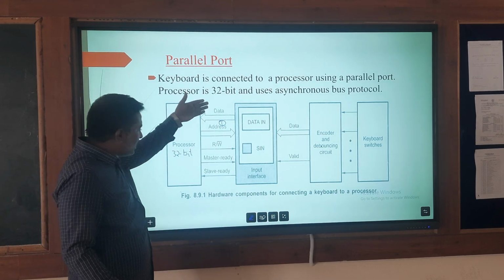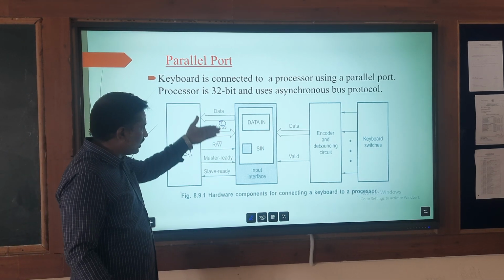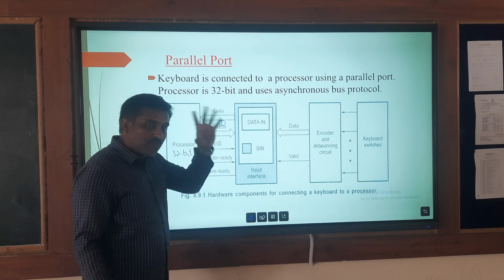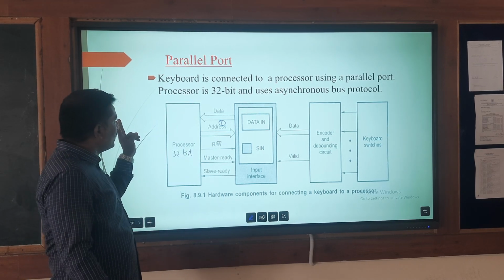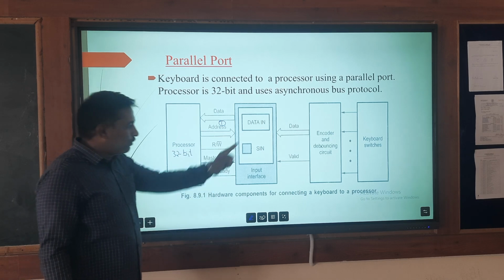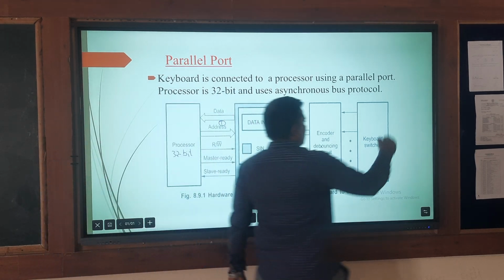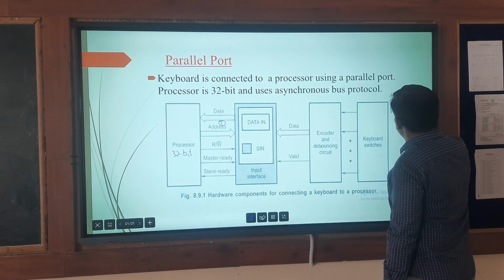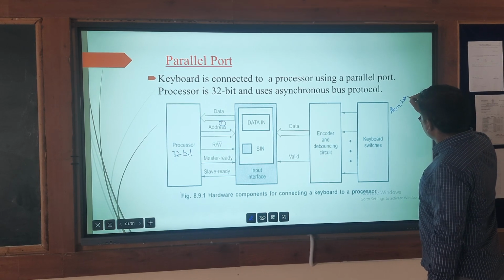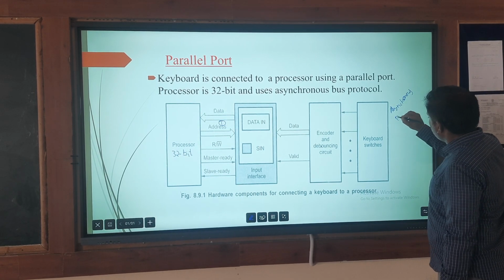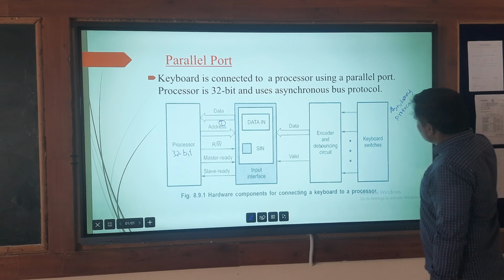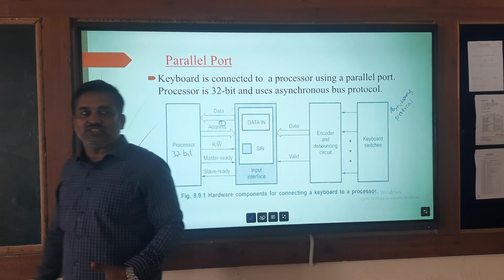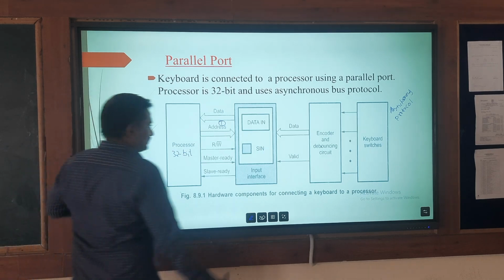Now see my friends, here we are using many control signals also. And one more assumption we have to consider for interfacing the keyboard parallelly to the processor is the asynchronous protocol. While transferring the data, we use the asynchronous protocol. This is the first step: the processor has to assign the address to the slave device.